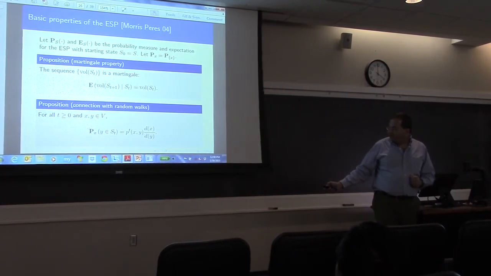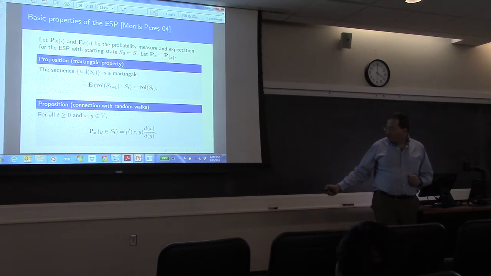And there's also a connection with the random walk. Namely, suppose I want to know what is the probability at time t that the vertex y is in the set.